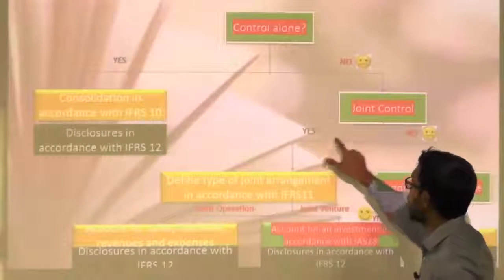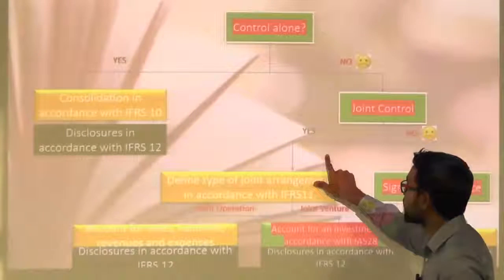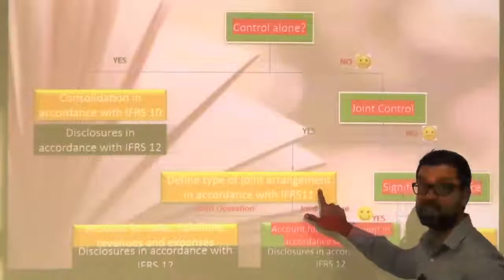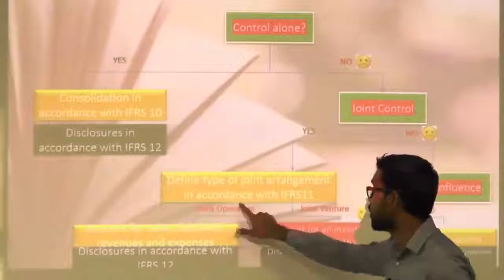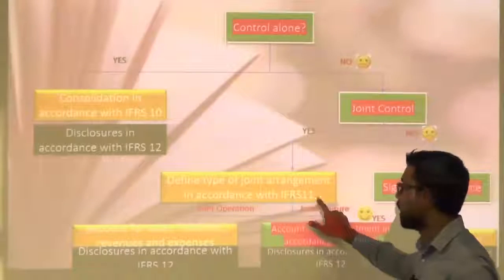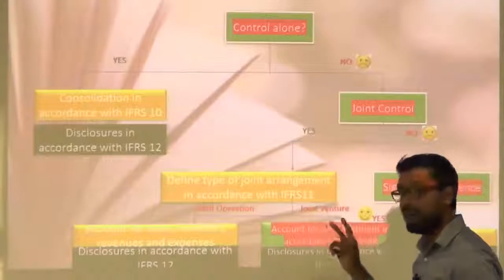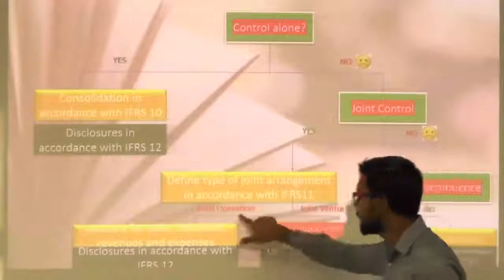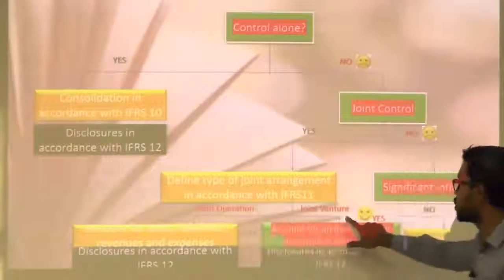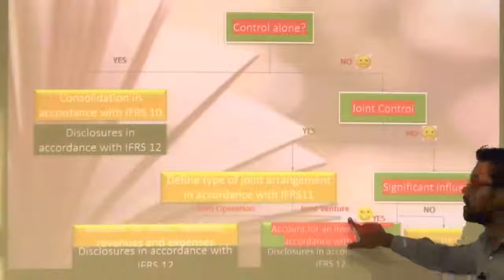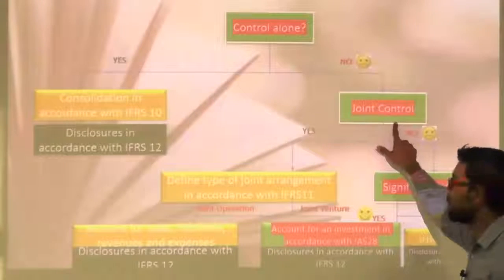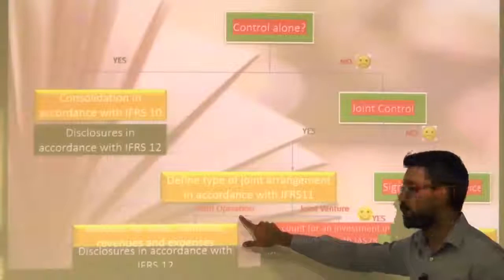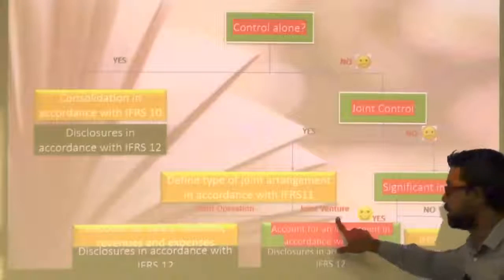Is it joint control, yes or no? Yes, it's a joint control. If so, define the type of joint arrangement in accordance with SLFRS 11. SLFRS 11 explains, as we have already discussed, there are two joint arrangements. Either it can be a joint operation or a joint venture. You are controlling with some other party, so it can be a joint arrangement, either joint operation or joint venture.